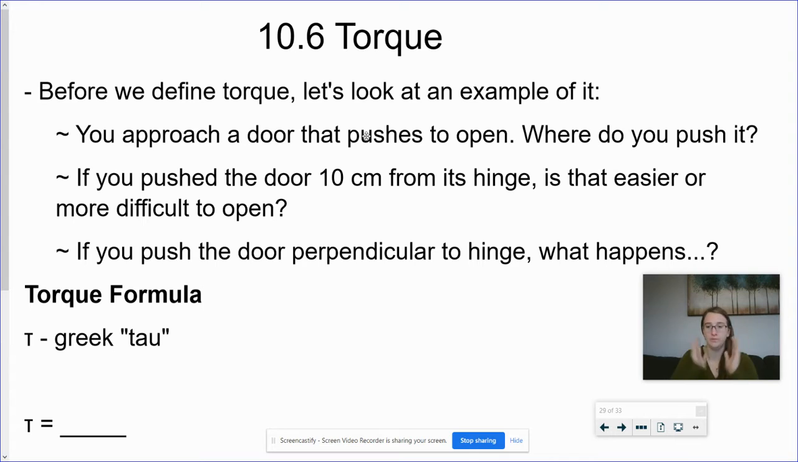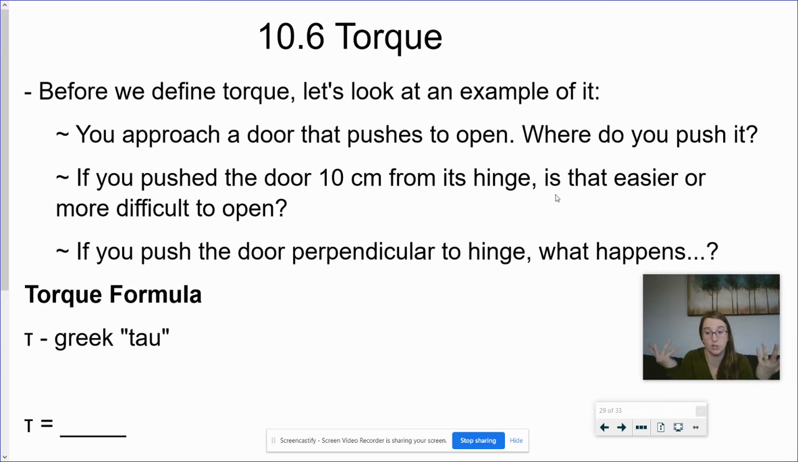So you approach a door that is pushed to open. Where are you going to push it? Well, you're probably going to push it right at the edge of where it opens, right? If the door's hinge is here and this is the edge of the door, you're going to want to push it right there, right? Now, instead, if you push the door 10 centimeters from its hinge, so here's where the hinge is, and you decide instead to push it right here, even though the door goes all the way out here, is that going to be easier or more difficult to open?